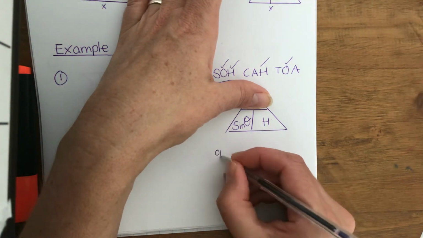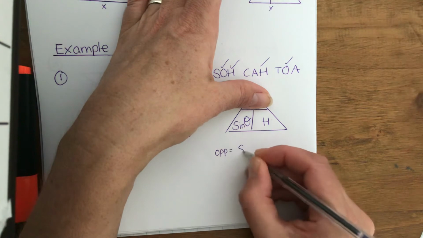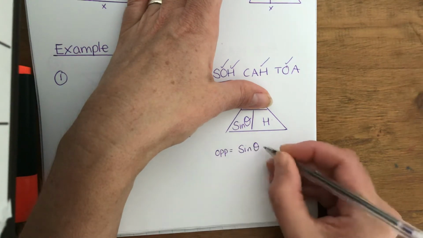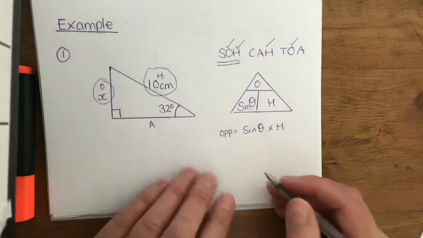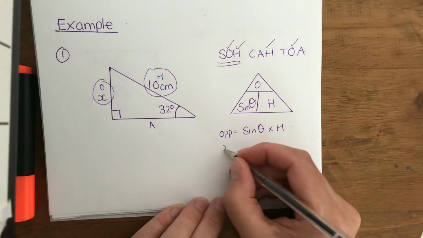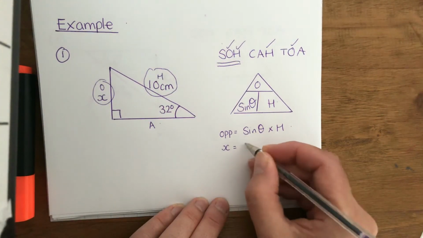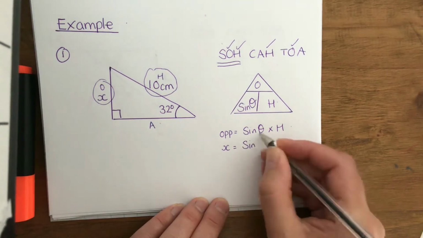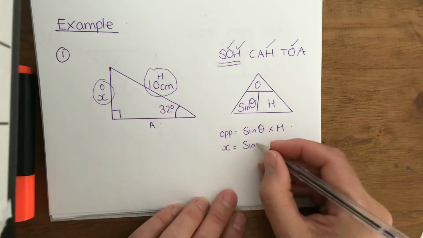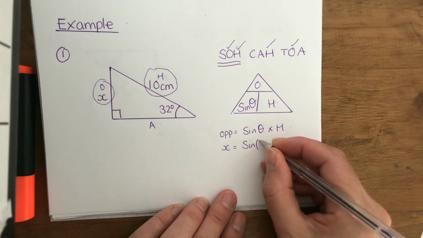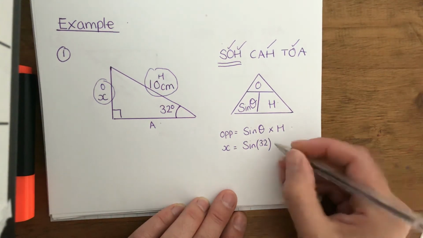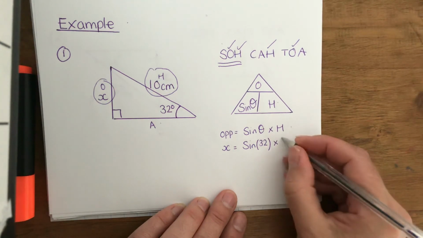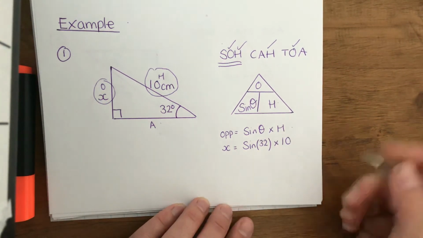So to find the opposite side, we're going to do sine of the angle times by H, which stands for hypotenuse. So the opposite side we call x, sine of the angle, and the angle is 32. Now when you tap it into your calculator, the bracket will open up there. You must remember to close the bracket. And you want to times by the hypotenuse, which is 10.